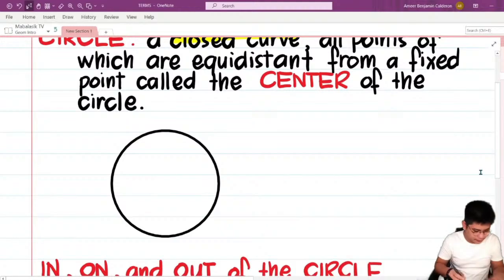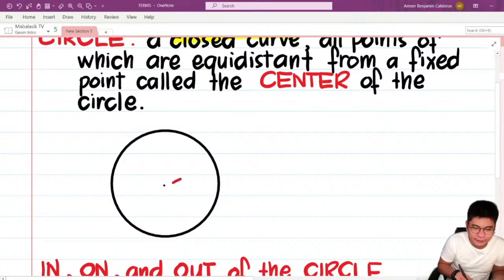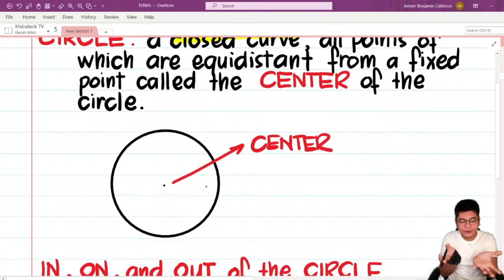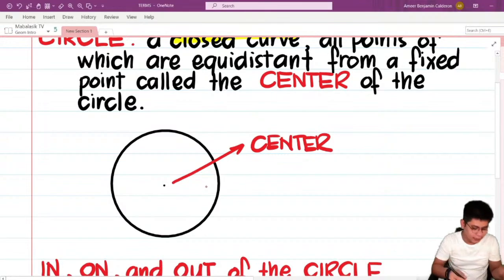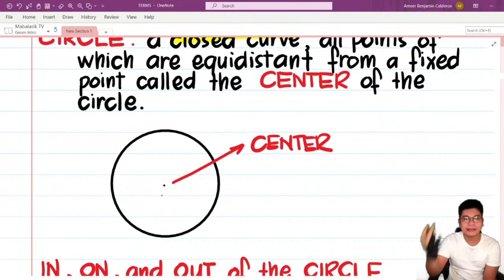Okay, now let's have a point sa gitna. For example, nagitna ko na siya. Gitnang-gitna yan, kunyari. That is called the center of the circle. Okay? Actually, sige, sulat ko na. That is the center of the circle. Obviously, yung black, yun yung circle itself, di ba? The circle is being named using its center. So whatever the center of the circle is, that is also the name of the circle.